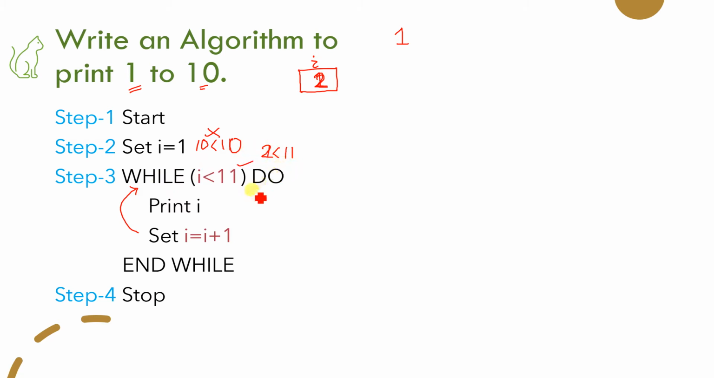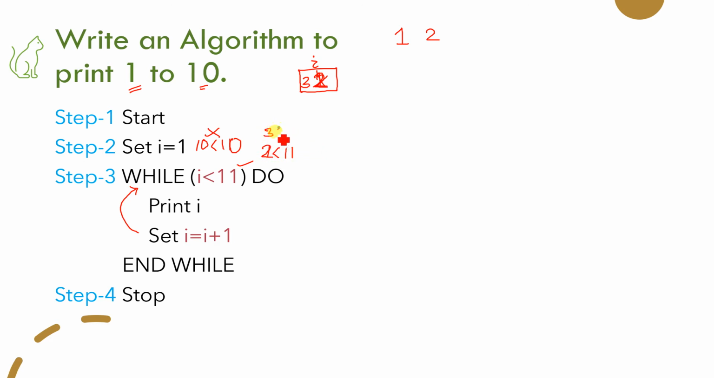Now it will check 2 is less than 11. True or false? Yes, it is true. So enter inside the loop. Print I. So what is the value of I? Now it is 2. So 2 gets printed. Okay. Then the I value gets incremented by this line. So now it is 3. So box content of I is now 3.